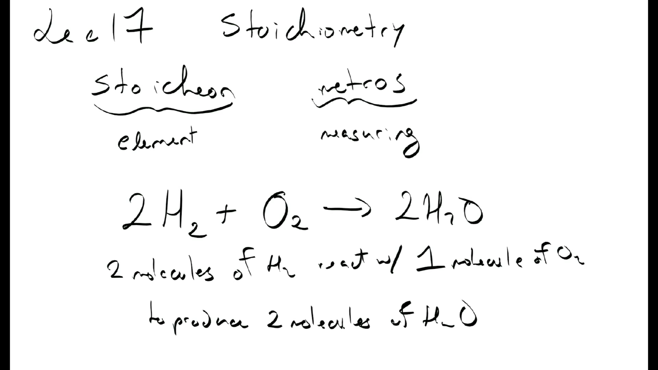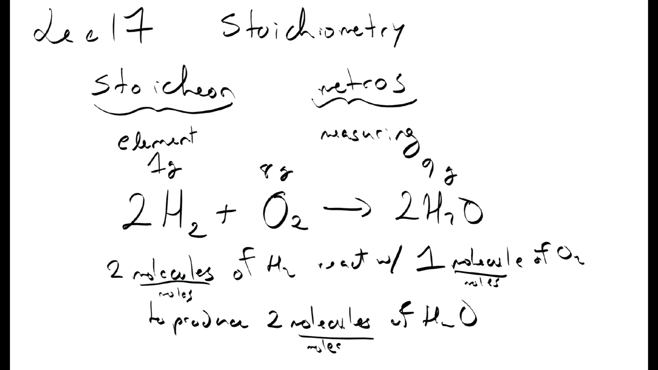You could just as easily replace molecules with moles. So 2 moles of hydrogen react with 1 mole of oxygen to produce 2 moles of water. You do a little bit of conversion, and what you could get would be 1 gram plus 8 grams makes 9 grams. And remember, you have to do your mass to moles conversion. You have to work with the formula mass, the molar mass, in order to get that to work.